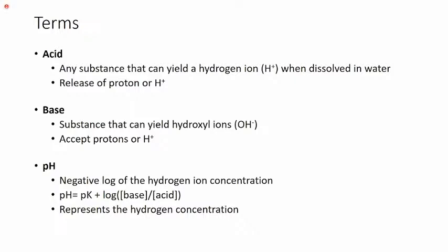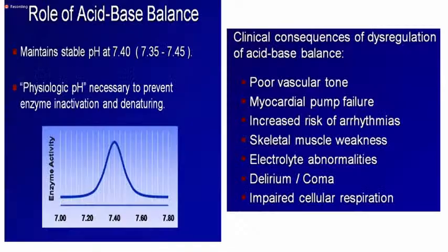pH, what is pH? It's basically the negative log of the hydrogen ion concentration within the body. And it is given by the formula that pH is equal to pK, where pK is basically a dissociation constant. It is a constant at 6.1. So you add 6.1 plus the log of the concentration of base divided by the concentration of acid. So that is how pH is calculated. And basically it represents the hydrogen ion concentration.